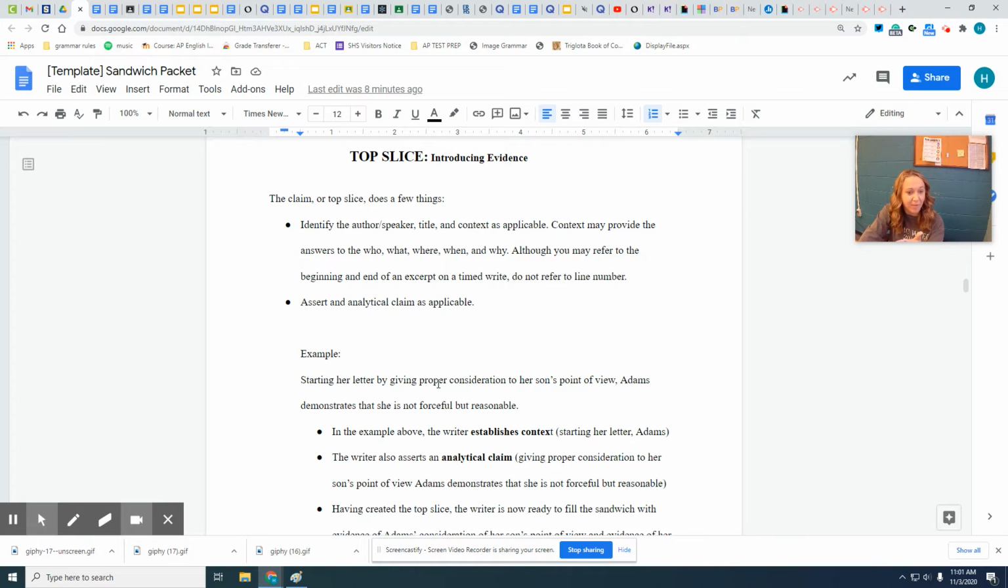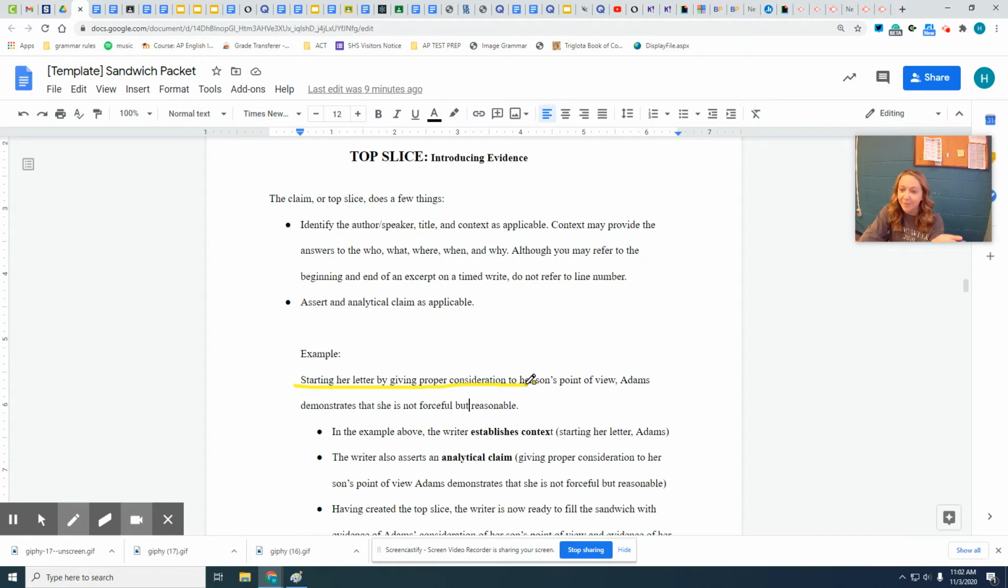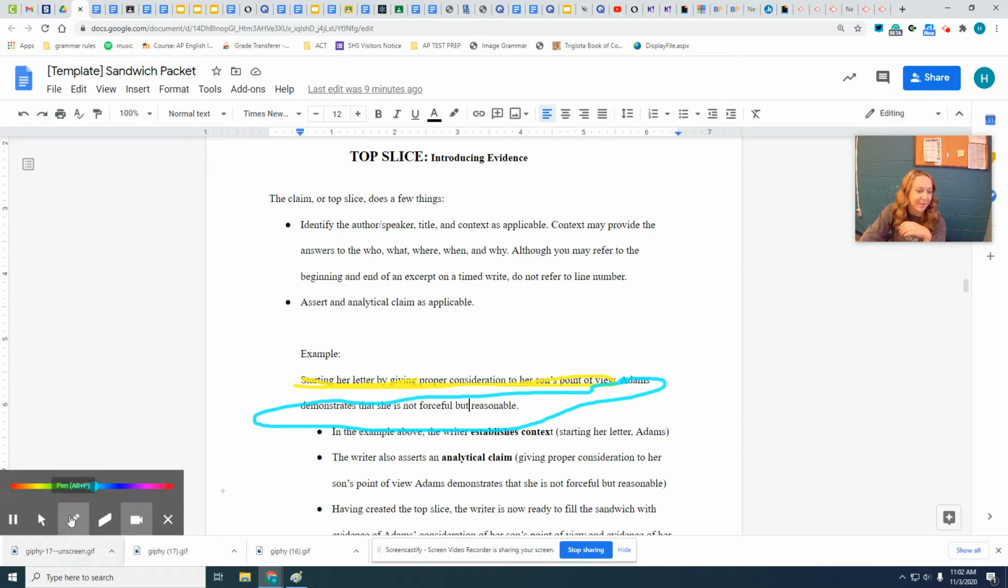Starting her letter by giving proper consideration. This is the context. And then the claim is Adams demonstrates she is not forceful but reasonable. Can I actually highlight in this? Highlight clicks. No, okay, sorry. This is new. Whoa, you can. Starting her letter by giving proper consideration. There's the context. Here's the claim. Okay, sorry, I should have previewed this before I started. So we're going to scroll down.